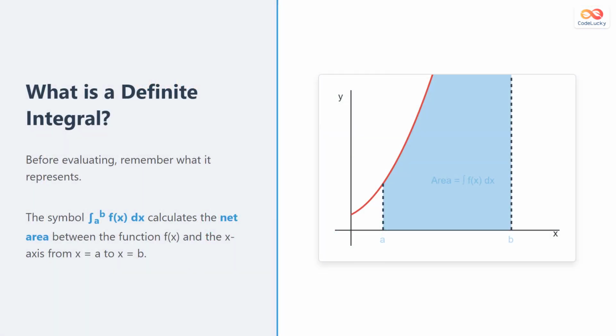First, let's quickly recap what we are actually calculating. When you see this integral symbol with limits a and b, it represents a number. That number is the net area trapped between the function graph and the x-axis, within the interval from x equals a to x equals b. Before this theorem, calculating this area required adding up infinite rectangles.